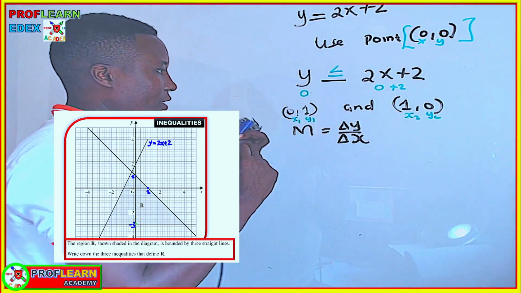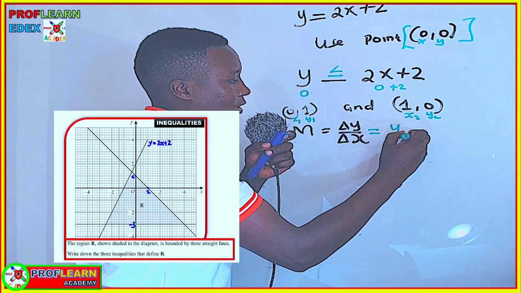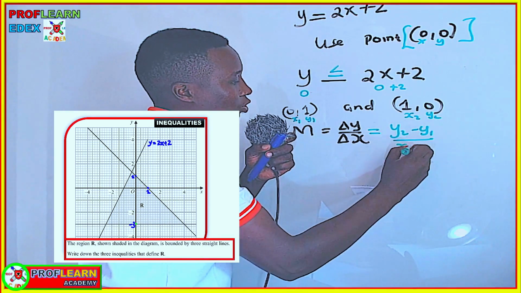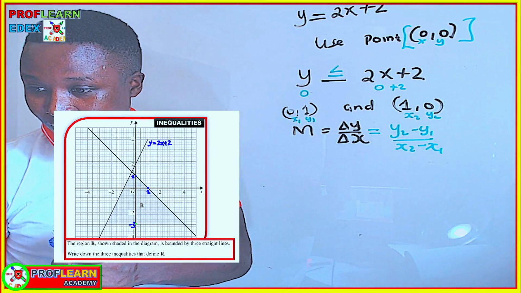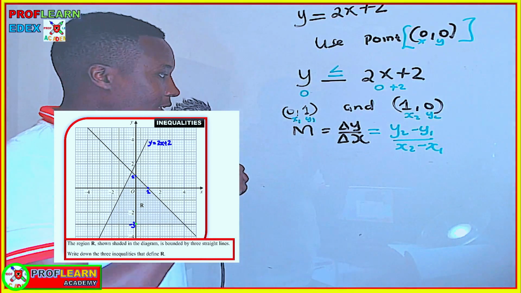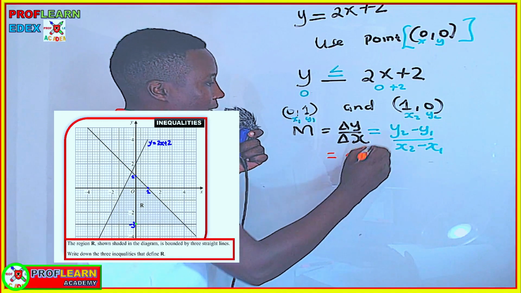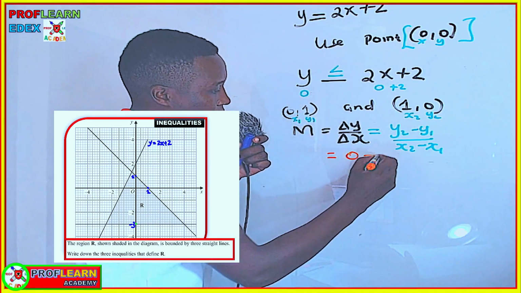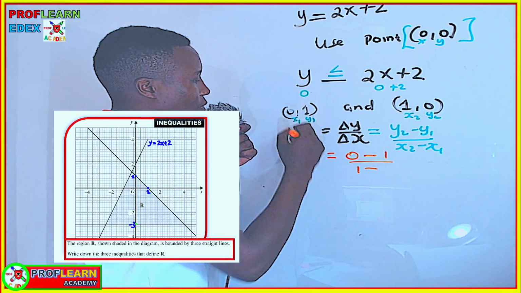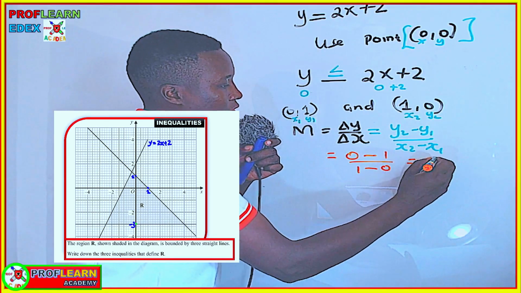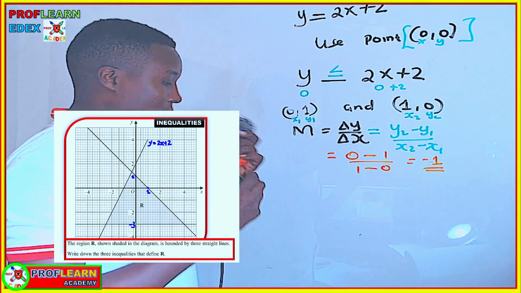the reason I've used that is because the gradient is given by y2 minus y1 over x2 minus x1. So we are going to substitute the values that we have in order to get the gradient of this line. Our y2 is 0 minus y1 which is 1, over x2 which is 1 minus x1 which is 0. So that's going to be -1. So the gradient of this line is -1.